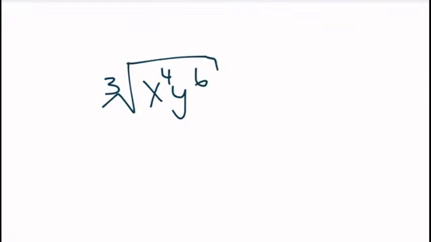Now we're going to be simplifying. Let's do something a little bit easier. So we have x to the 4th and y to the 6th. Both of these exponents are greater than 3, so we know we can take out something for each variable. So we have an x to the 3rd that can be taken out, and then we also have a y to the 3rd that can be taken out twice, because 6 is 3 plus 3. So all that's left is just x.